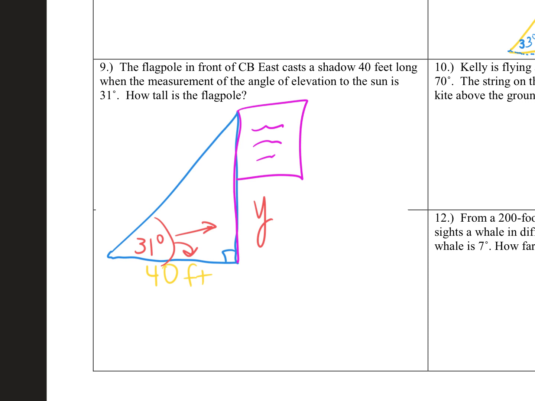Opposite and adjacent. What's that trig function that uses opposite and adjacent? So tangent 31 equals y over 40. Cross multiply, get your answer.